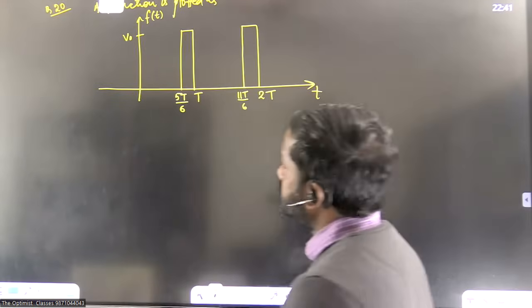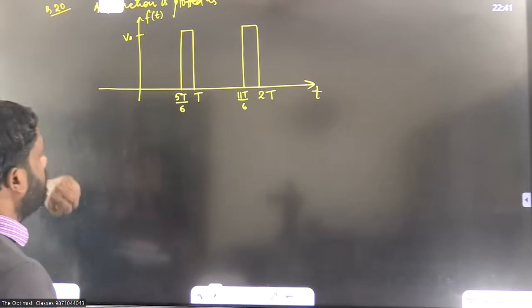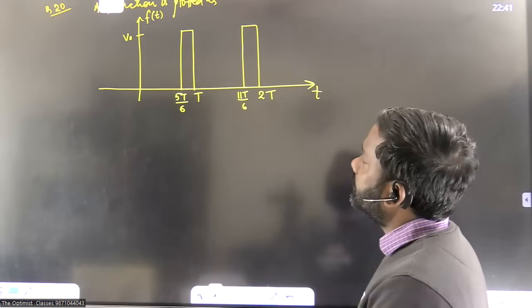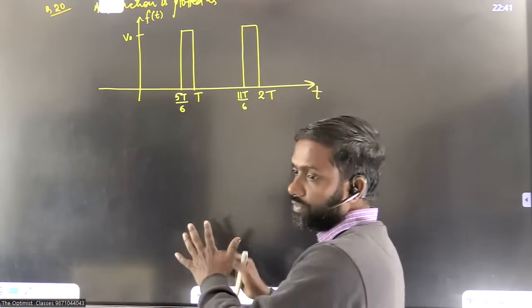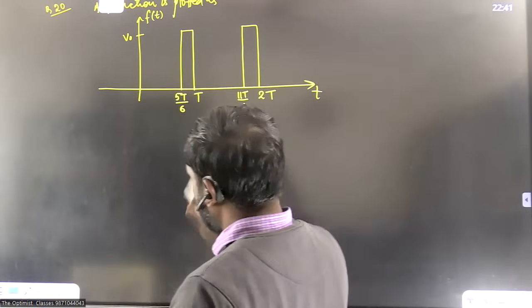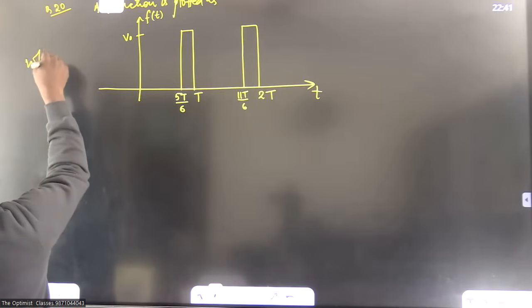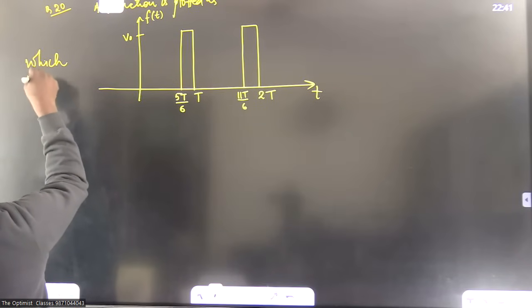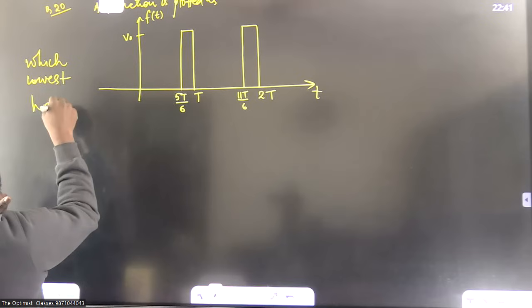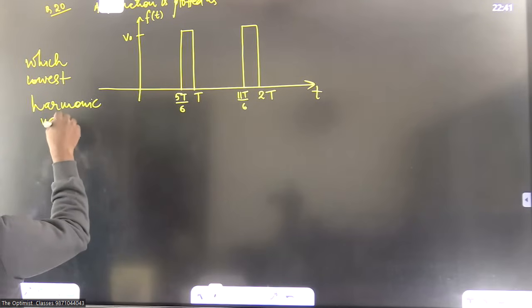Okay, next, this is the 20th question. It is related to Fourier series. So this is a function plotted, and the question was: which lowest harmonic vanishes? That was the question.